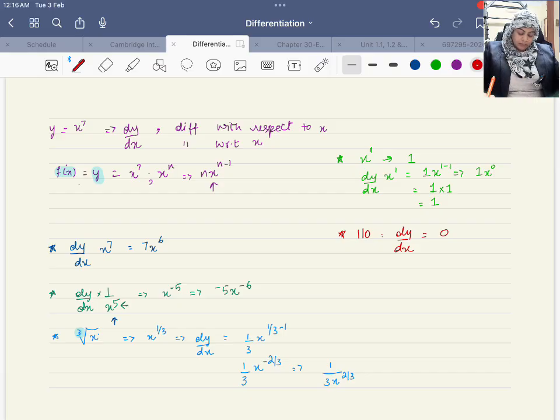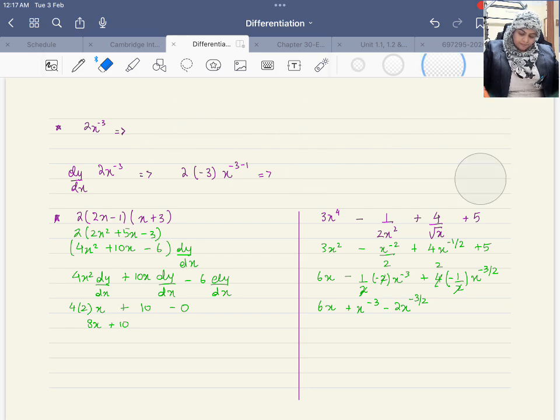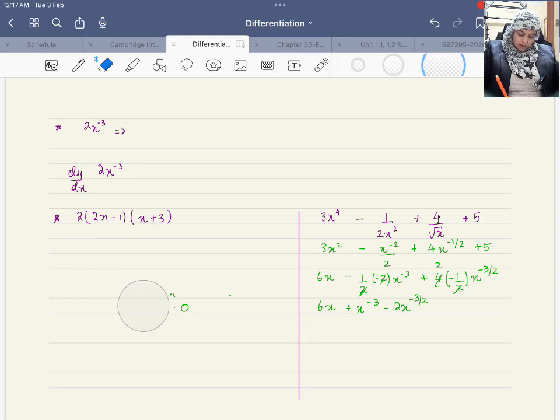Okay. So moving forward, suppose we have a question which says, I'm going to erase it. I had already solved it for my students.